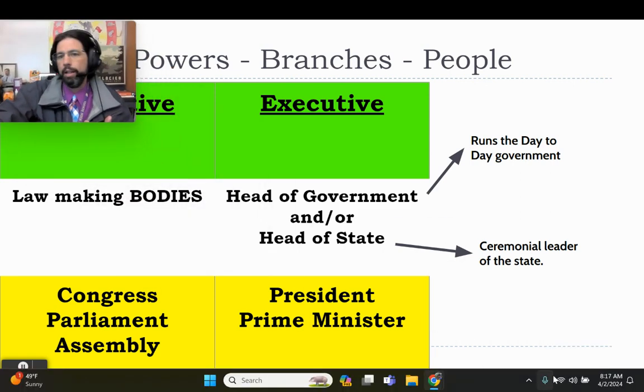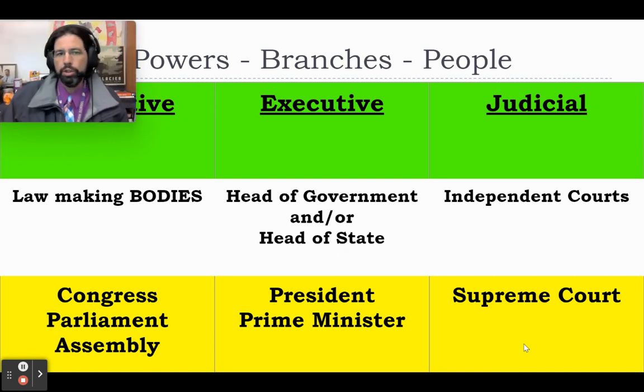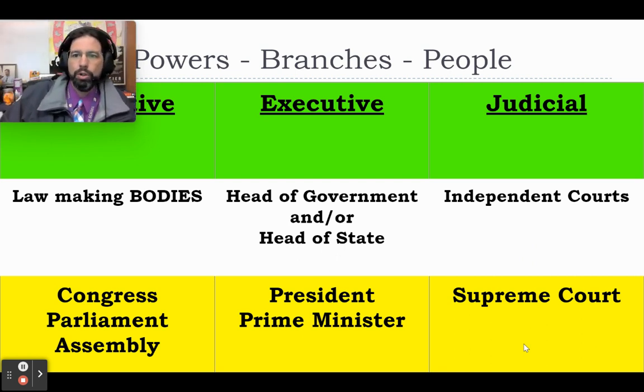The final branch of government is the judicial branch, where you have the independent courts. And usually in a democracy, these are going to be the Supreme Court. It's going to be the top court of the land.